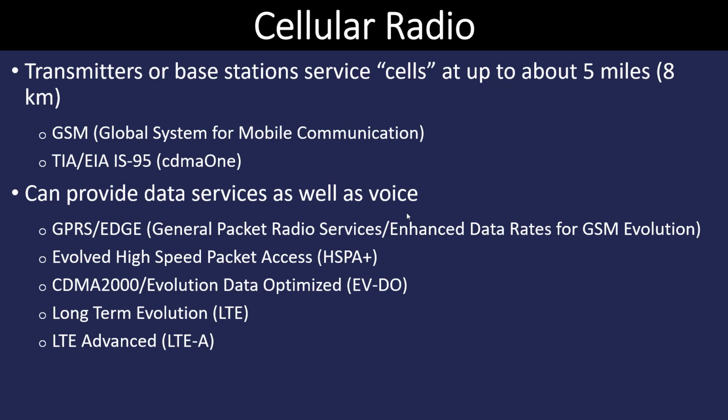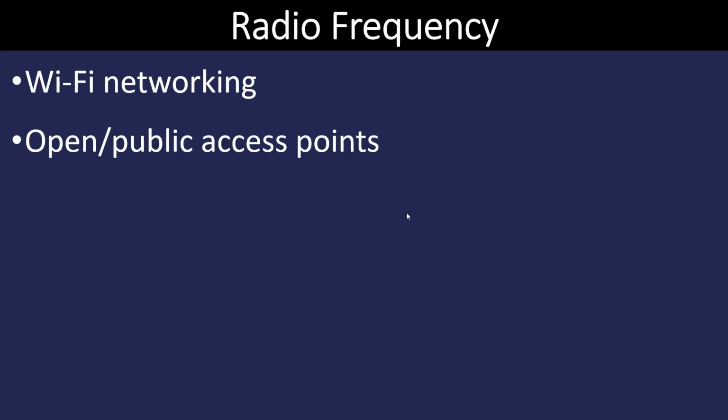If you have good cellular service on your phone, you're going to have good cellular service for your data. And they use several different types of services: GPRS, HSPA, CDMA, LTE, and LTE Advanced. And of course, the new one coming up is 5G.